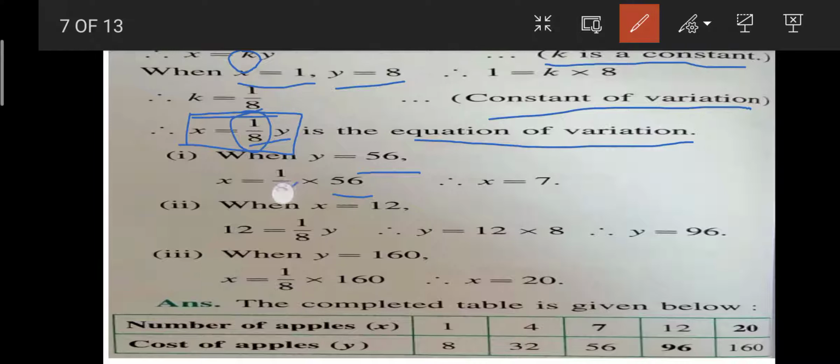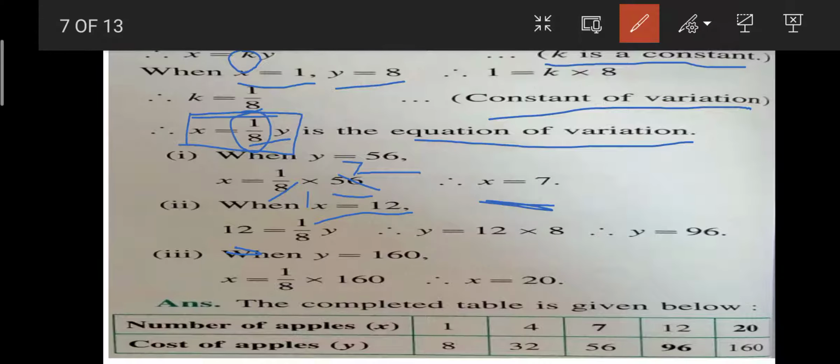So now we cancel. 8 1s is 8 and 8 7s is 56. So 1 into 7, that is 7. So what is the value of x? The value of x is 7. Now similarly taking this, what is the value of x? X is 12. So we will put the value of x over here, that is 12, and then we will put our equation.